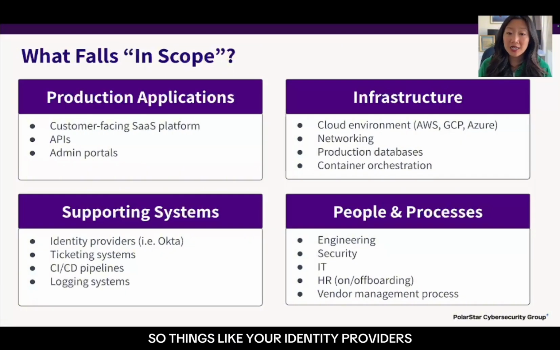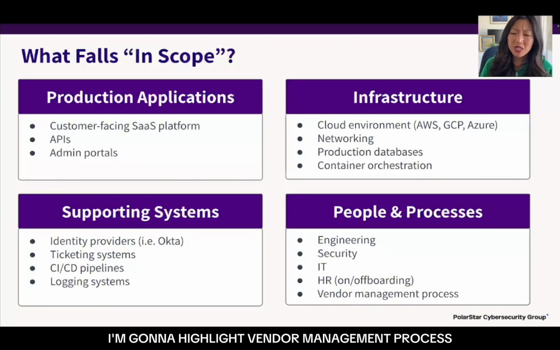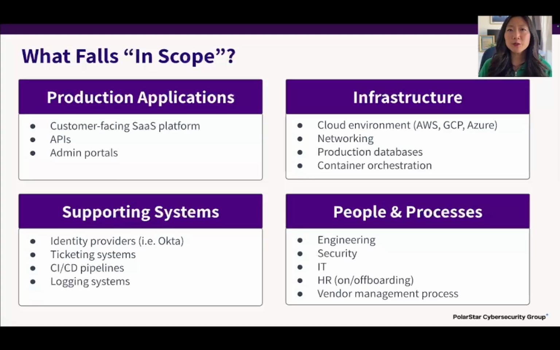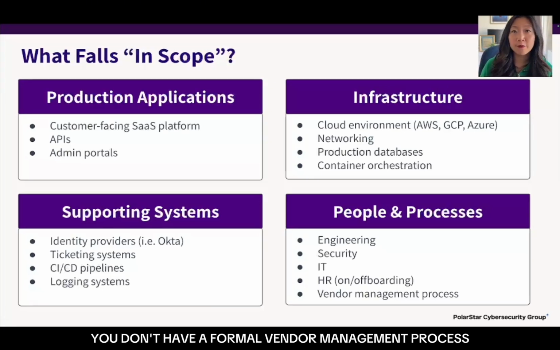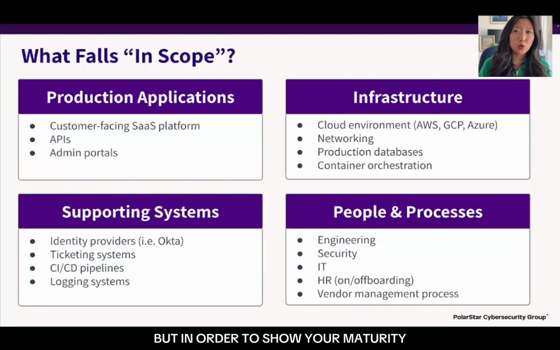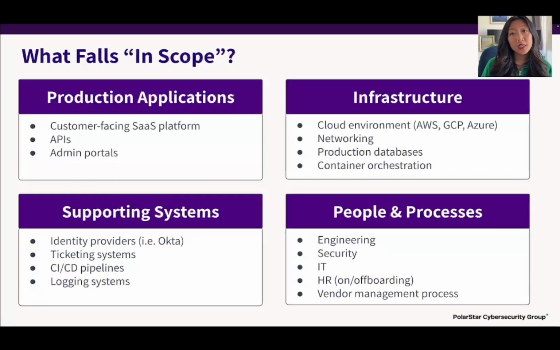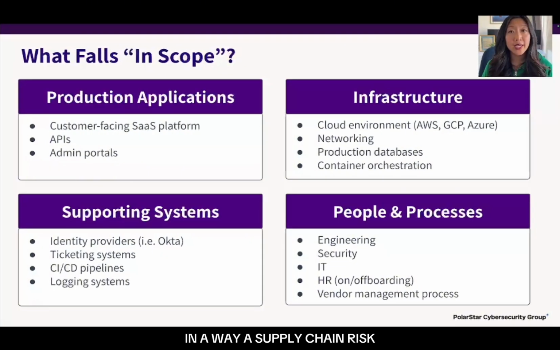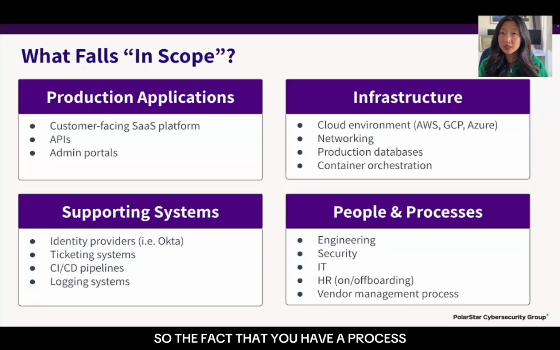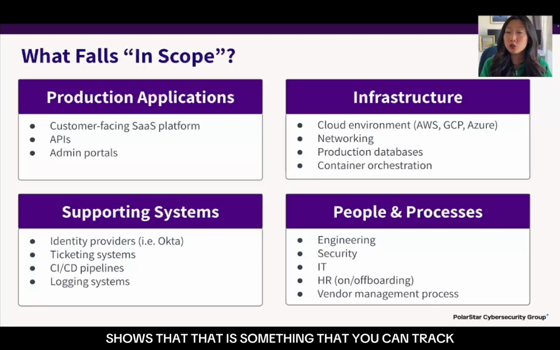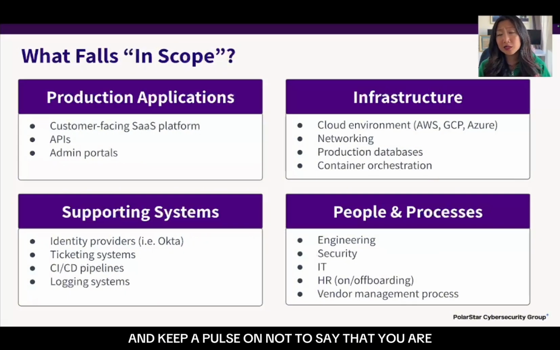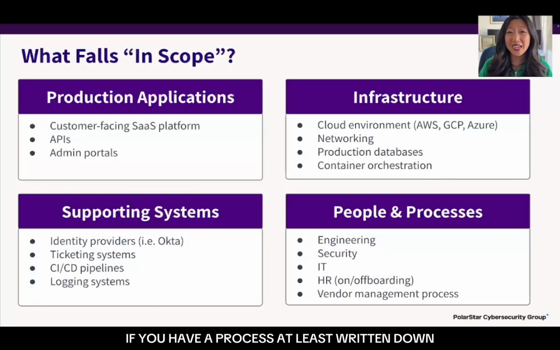So things like your identity providers, your ticketing systems, your CI/CD pipeline that create those products. And then, of course, the people and processes that make all of this stuff happen. So your engineering team, your security team, IT, HR, vendor management process. I'm going to highlight vendor management process because especially for those smaller companies, usually you don't have a formal vendor management process, but in order to show your maturity, you do have to have it because it is in a way a supply chain risk. So the fact that you have a process shows that that is something that you can track and keep a pulse on. Not to say that you are, but you could if you have a process at least written down.